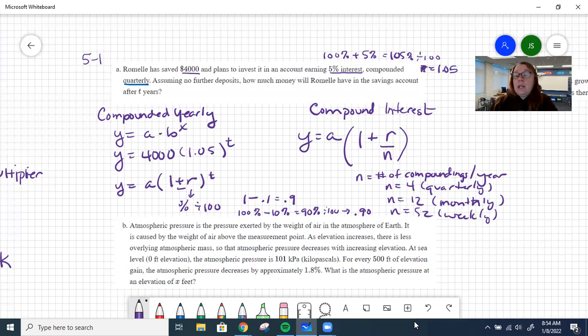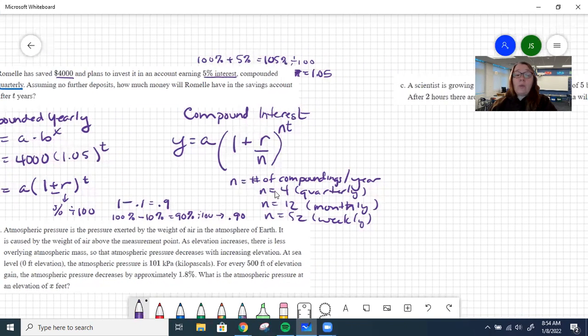But then if I just put T here, it means it's being calculated just once a year, like here. But in this case, it would be calculated 4 times a year. So we would do 4 times T. In general, it would be N times T. So this is our formula for compound interest just in general.